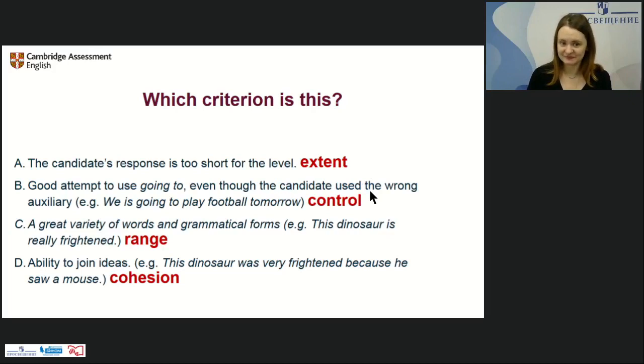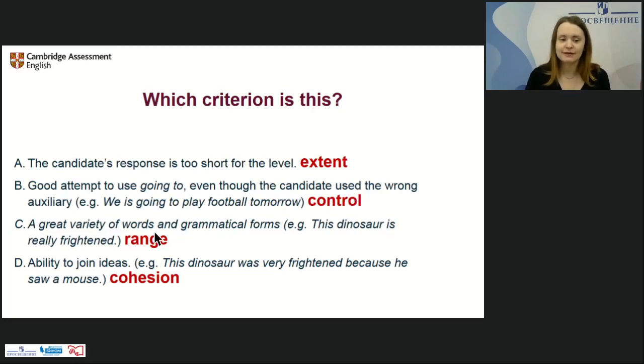So control: when they use grammar and vocabulary, there's such a criterion as control, whether they can use it or not, whether they make mistakes or they don't. But still, if it's comprehensible and if you understand the message, it's not such a big problem. Of course, you probably won't get the top marks, but still, you understand the idea. The message is communicated, so it's fine, even though there's the wrong auxiliary.